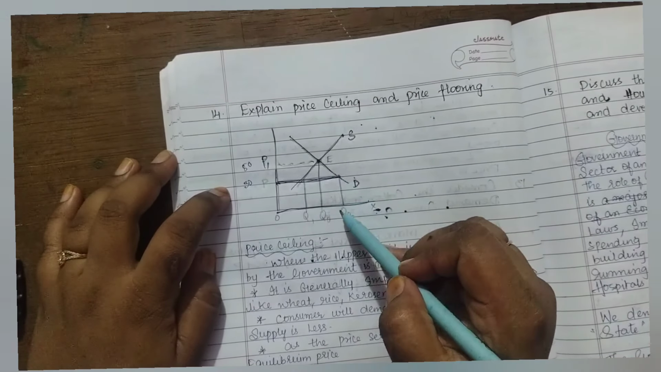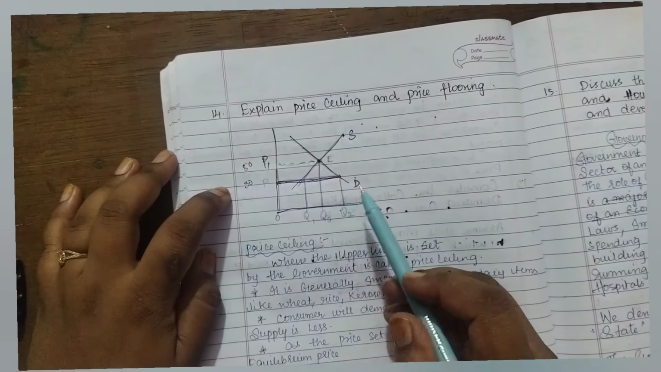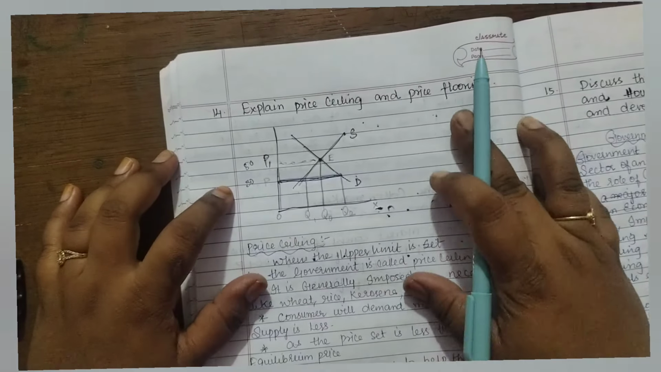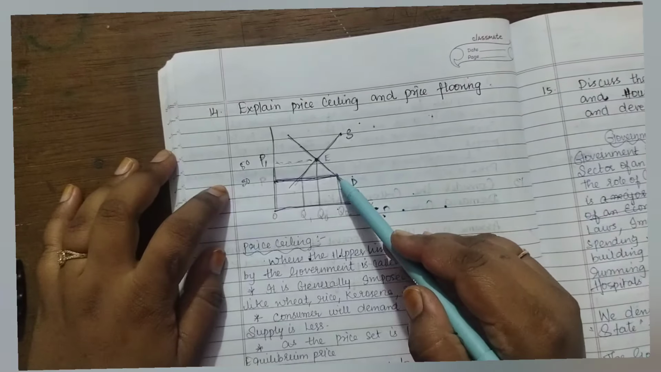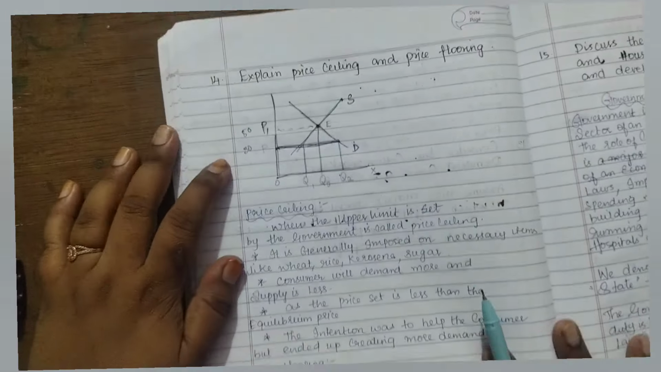So this is the supply and this is the demand, but this is the actual quantity which has to be supplied or demanded. Due to the interference of the government, there is excess demand. The main intention of the government was to make the product affordable for all, but it will end up creating more demand for the same good.